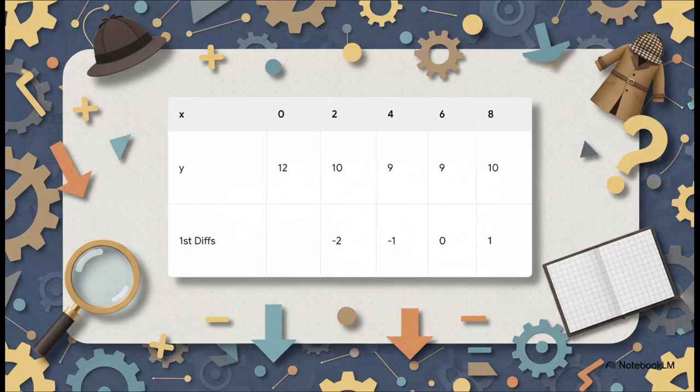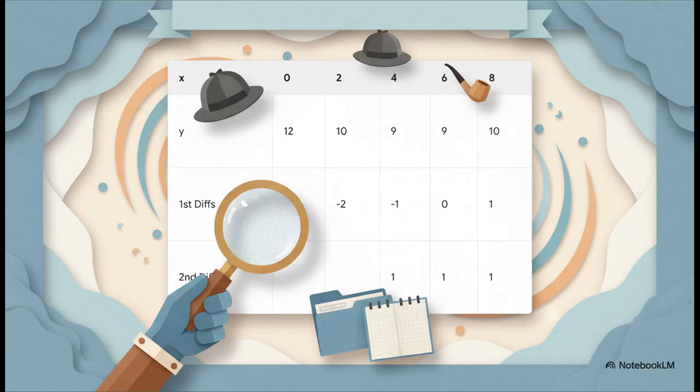Time for step 2, the first differences. We're just looking at the change between each Y value. So from 12 down to 10, that's -2. From 10 down to 9, -1. From 9 to, well, 9, that's 0 change. And from 9 up to 10, that's +1. So our first set of clues are -2, -1, 0, and 1. They're all different, right? So we know this isn't a straight line. Time to dig deeper. Okay, on to the final step.